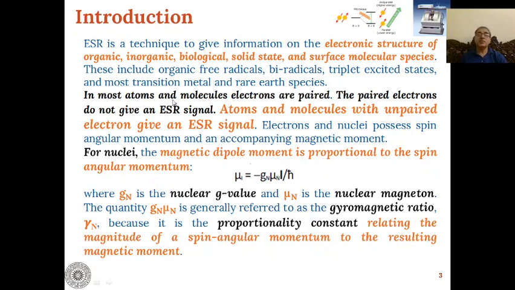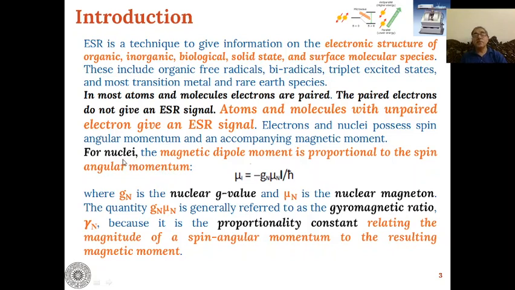As we know, in most atoms and molecules, electrons are paired, and when they are paired, that means they will be diamagnetic, and because of that these paired electrons do not give an ESR signal. So ESR is applicable only to atoms and molecules with unpaired electrons. So we will study ESR only for paramagnetic species or paramagnetic compounds.